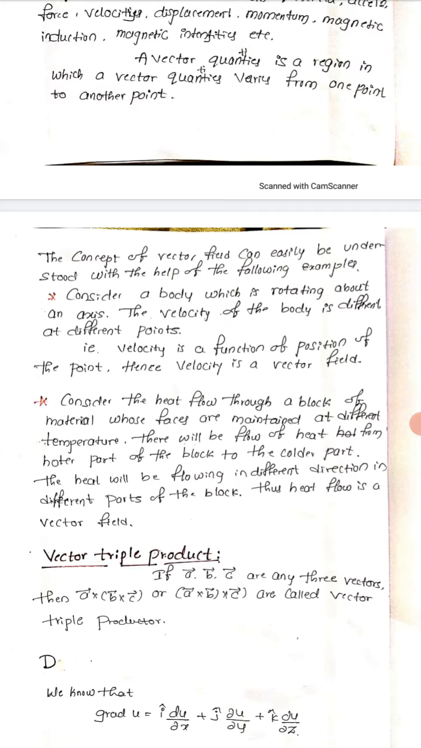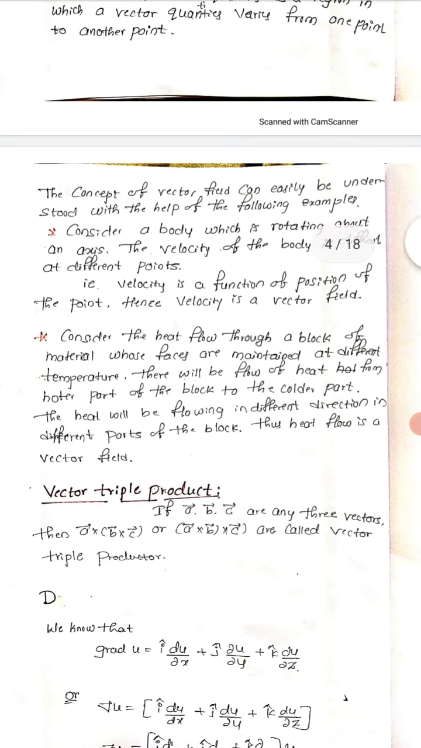Second example: consider the heat flow through a block of material whose faces are maintained at different temperatures. There will be a flow of heat from the hotter part of the block to the colder part. The heat will be flowing in different directions in different parts of the block. This heat flow is a vector field.